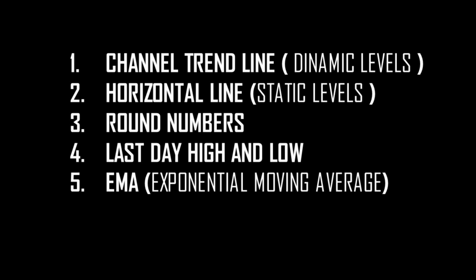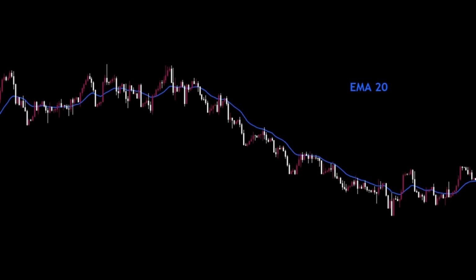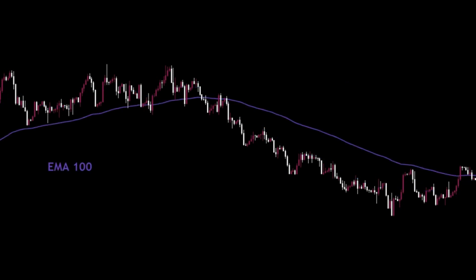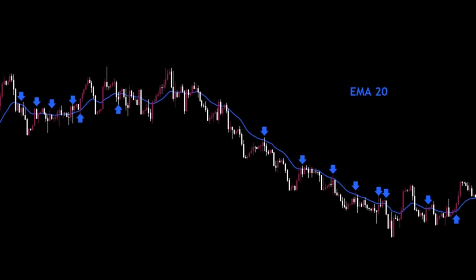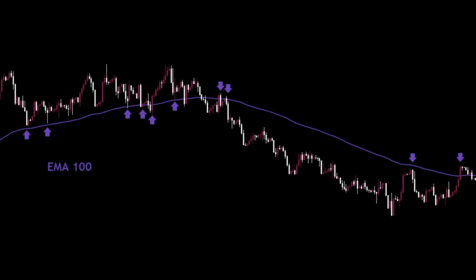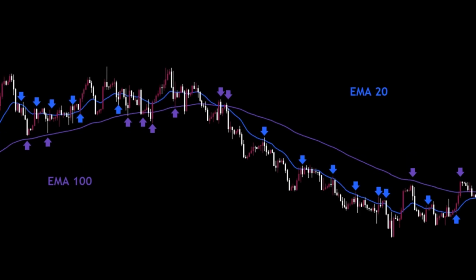Probably the most important indicator that acts as a support or resistance level is the exponential moving average. You can modify this indicator to your own strategy, but EMA 20 and EMA 100 are the ones that work best in my backtests. Price mostly reacts by reaching the EMA, and the EMA shows great importance.